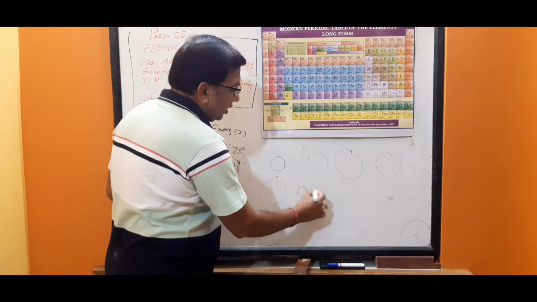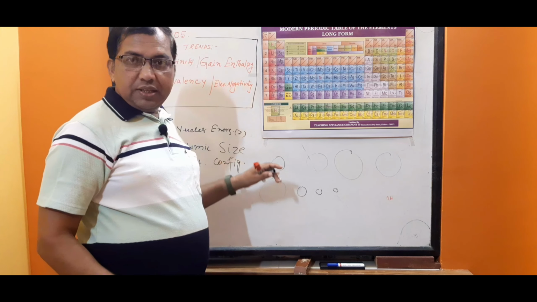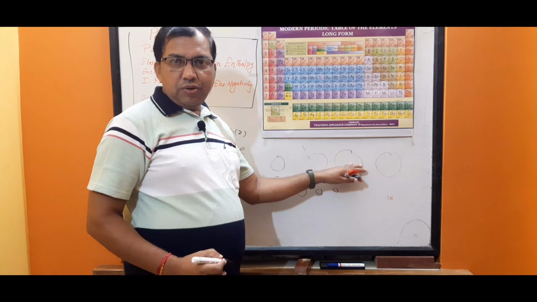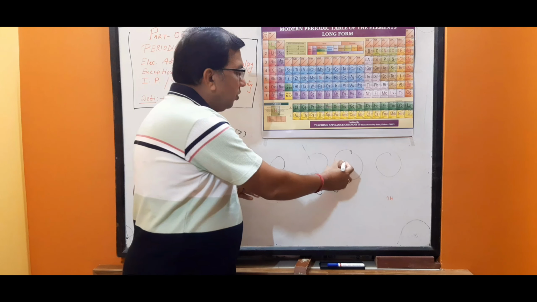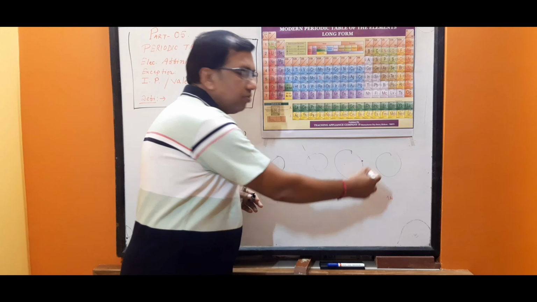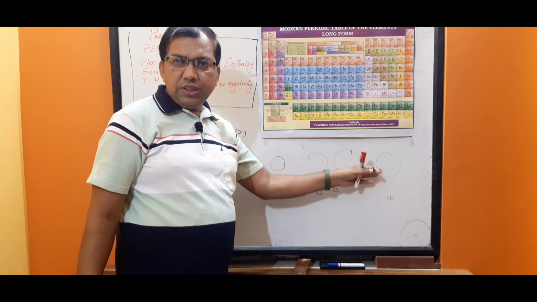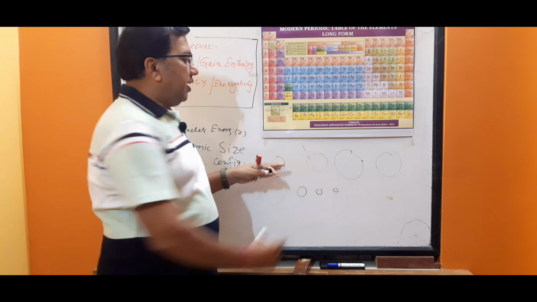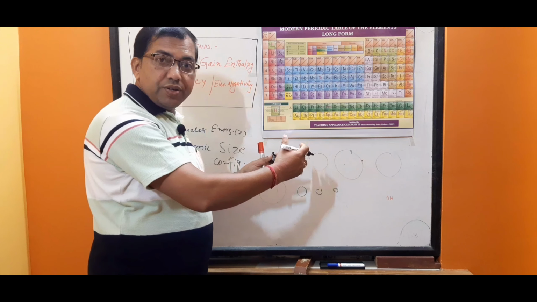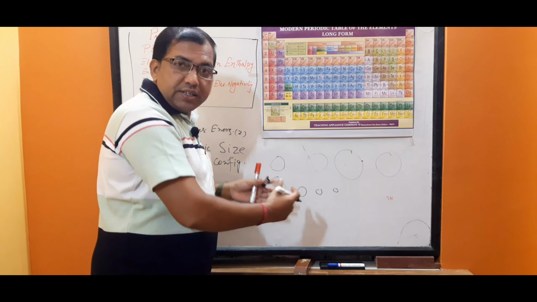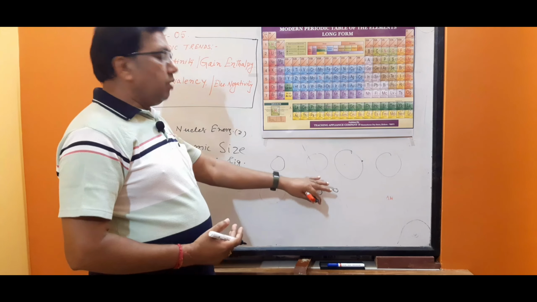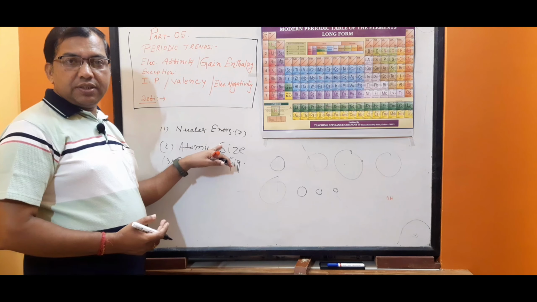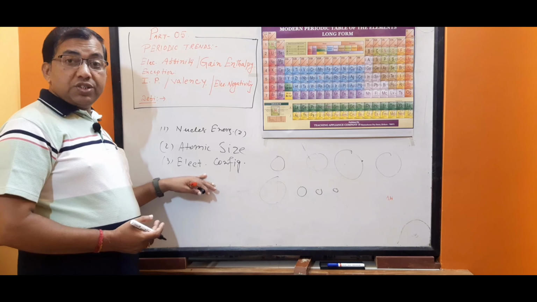Inversely proportional means larger the size and smaller the size. Larger the size, more the distance of the electron from the nucleus, and smaller the affinity. Larger the size, smaller the affinity. Smaller the size, greater the affinity. It is inversely proportional to the atomic size. Clear?